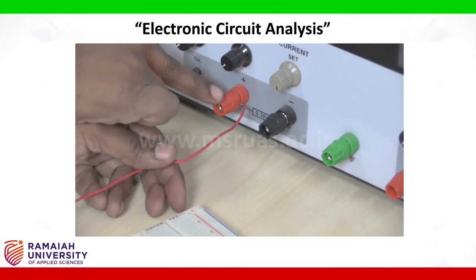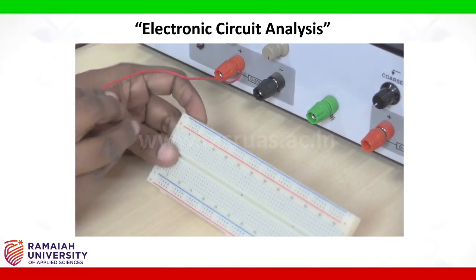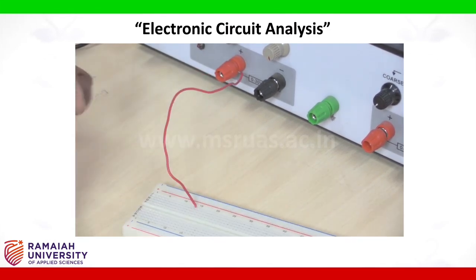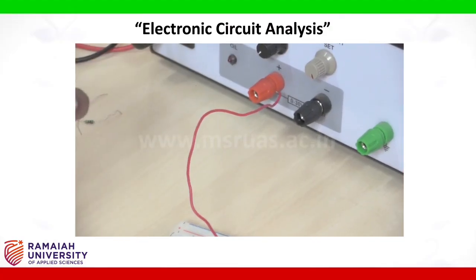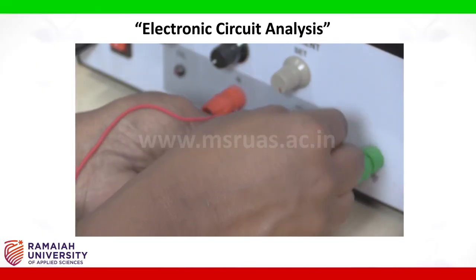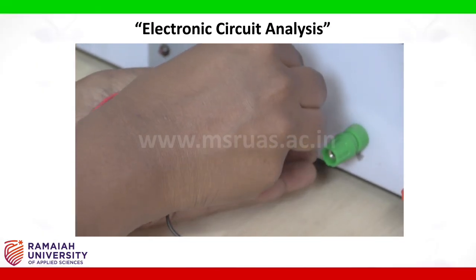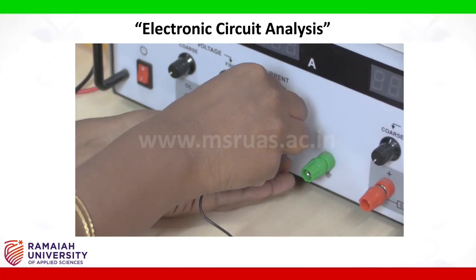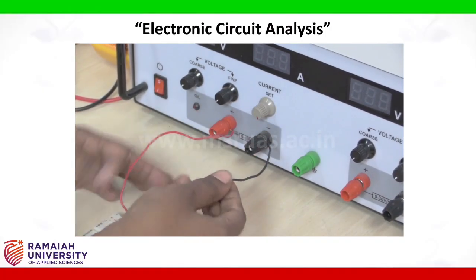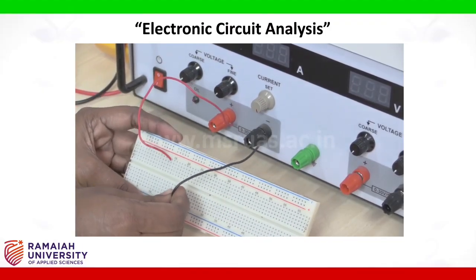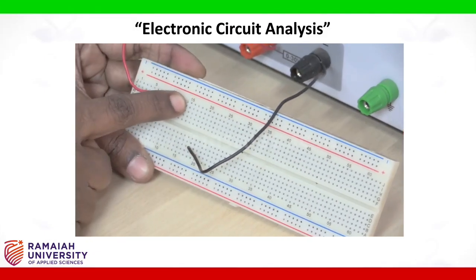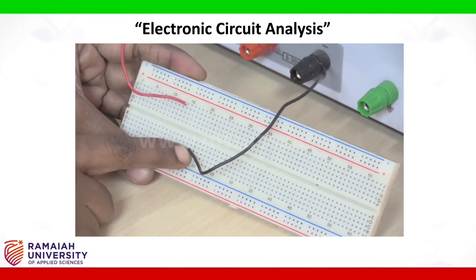Connect from positive terminal of source 1 to this position. Take another connecting wire, connect from negative of source 1 to this common terminal. Source 1 positive terminal, source 1 common terminal.